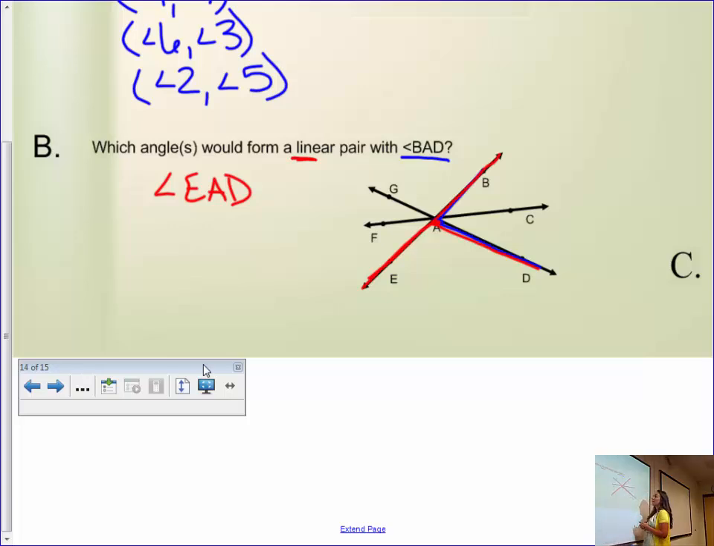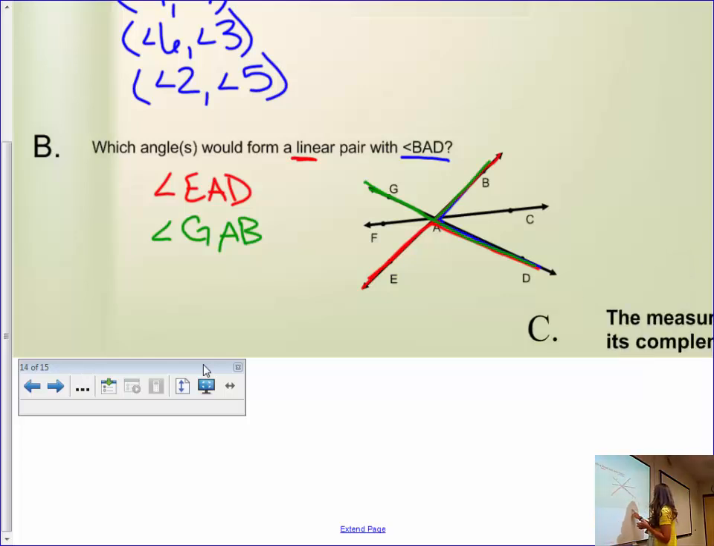The second that would form a linear pair is if I would outline the other side of the angle, the ray AD, and just keep it going for the straight line. So now I see that this angle here in green, angle GAB, would also form a linear pair with angle BAD. So just extend the rays to form lines to find the other linear pairs that form with that angle. All right?